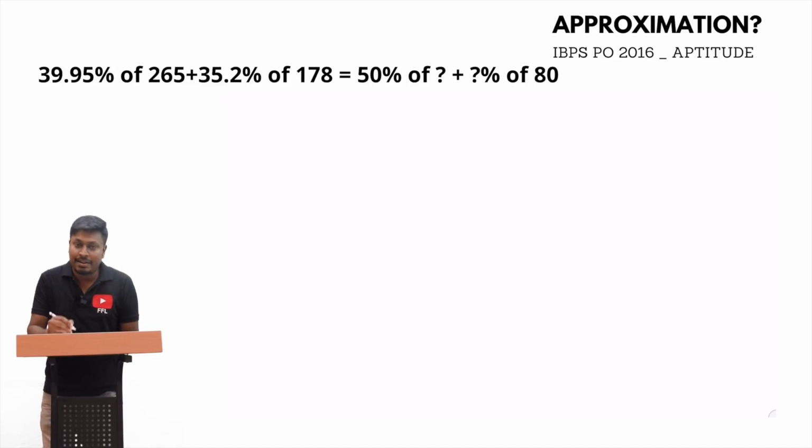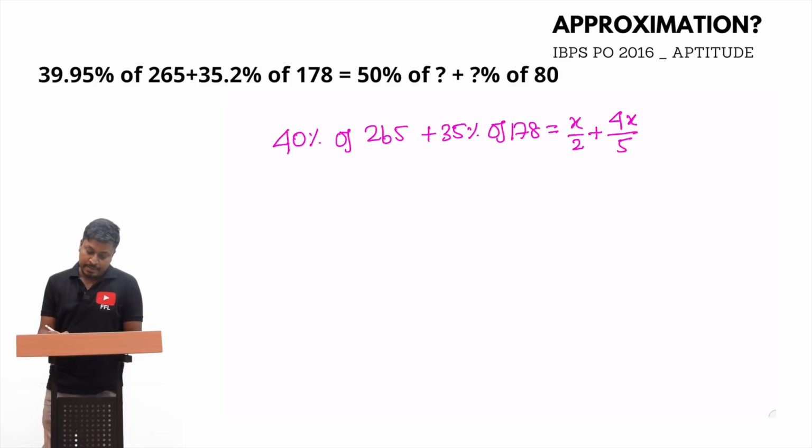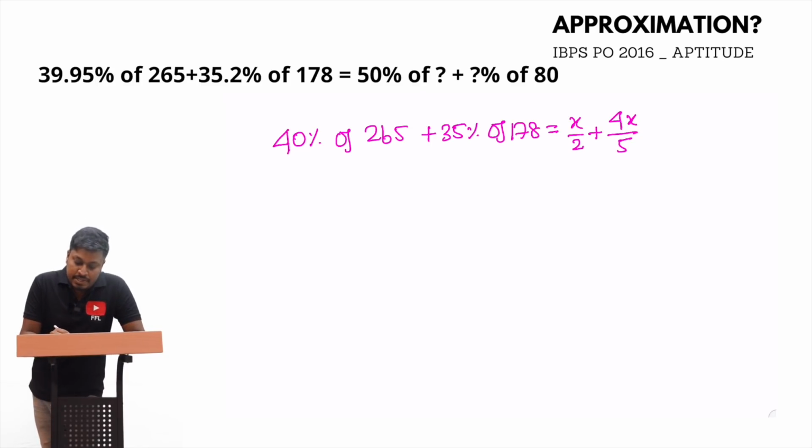So 39.95% can be written as 40% of 265. Then this can be written as 35% of 178. So 50% of x can be written as x by 2. Got it? Because 50 by 100 is 1 by 2, that can be written as x by 2. So similarly, x percentage of 80 will be x by 100 times 80, so 80 by 100 will be 4 by 5. So this can be written as 4x by 5. Understood or not?